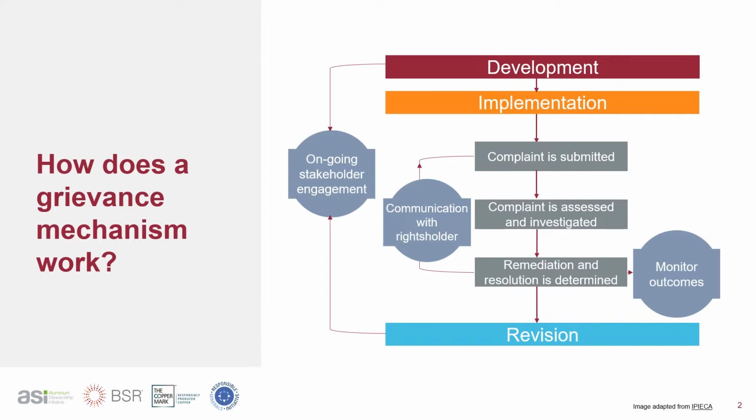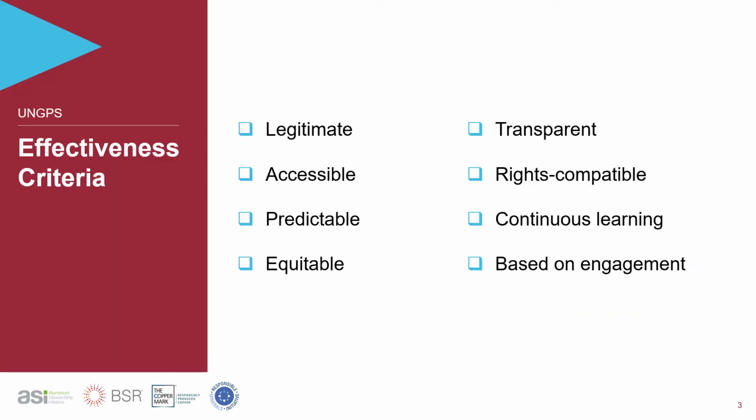In the following sections, we will break down each of these phases to demonstrate exactly how to implement these step by step and to provide key action items and questions to consider. International standards, including the UN Guiding Principles Effectiveness Criteria, can provide guidance on how to ensure a grievance mechanism is effective at each stage of the process. The effectiveness criteria are a key starting point for developing or improving a grievance mechanism.